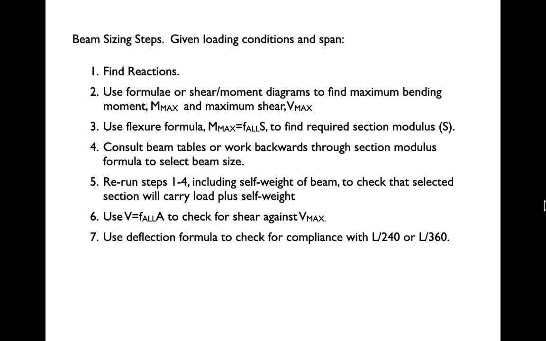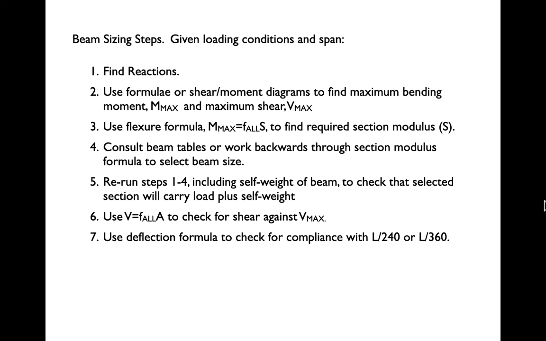We'll use the results of that and plug those into the flexure formula, this very simple M equals Fs formula, and we'll use the F allowable, or the allowable stress in a material, to figure out the section modulus that we need. Section modulus, remember, is a measure of the cross-sectional area of a beam, and that area's distance from the neutral axis. So it's a one-to-one measure of the effectiveness of a beam shape in resisting bending.